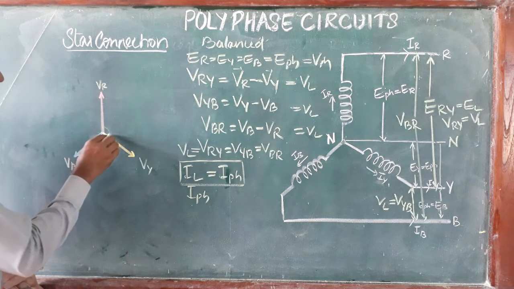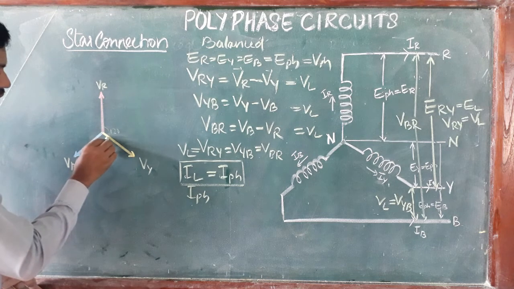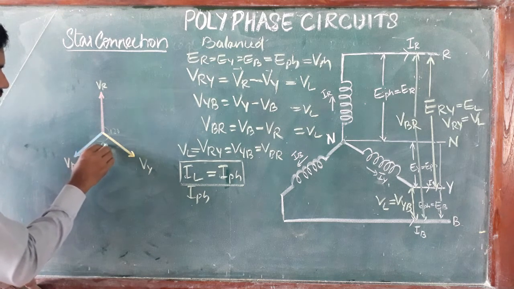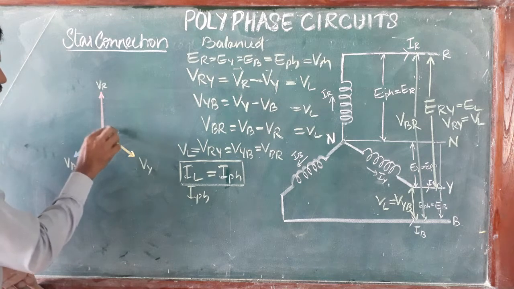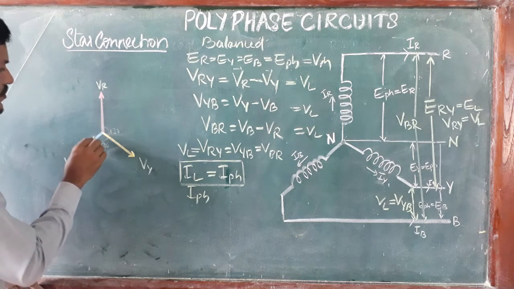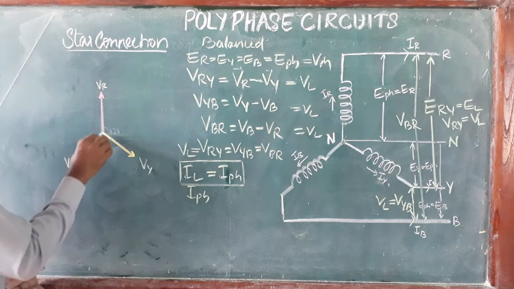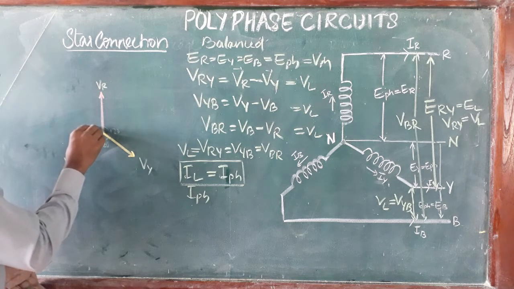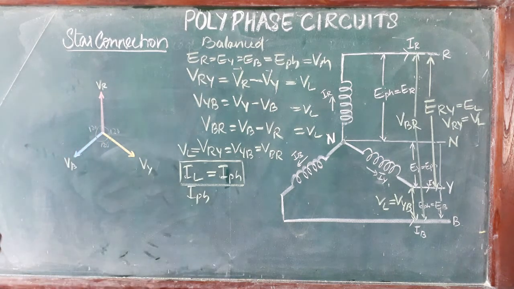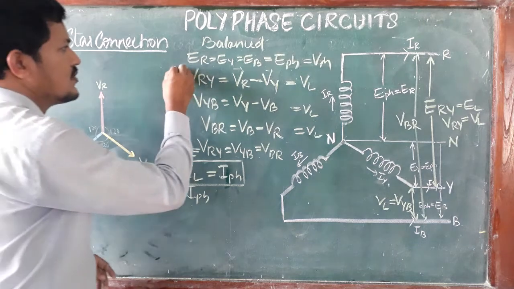This one is 120 degrees apart, and this one again 120 degrees apart. Total 240 from here. Again this one also 240 remaining. This one also is 120 degrees apart. Clear. Now we just concentrate on this one.